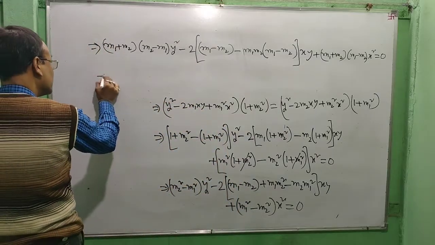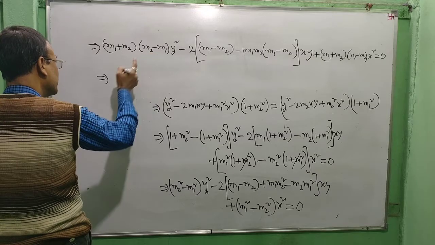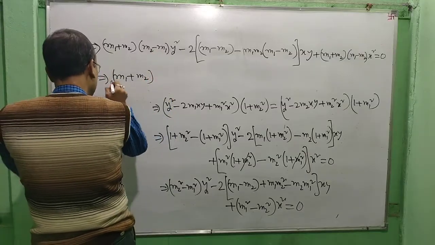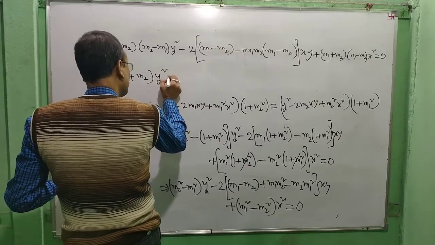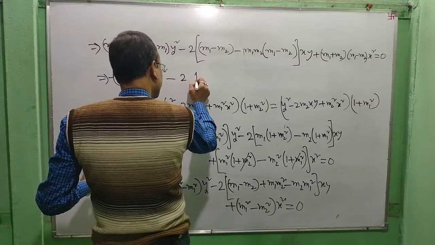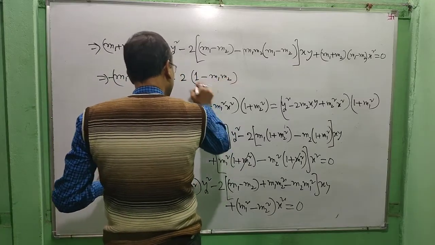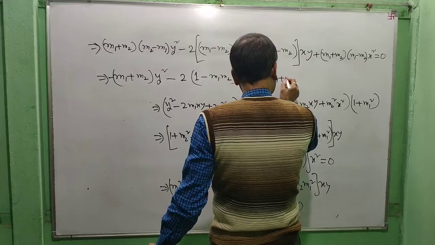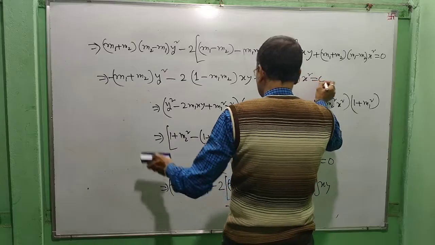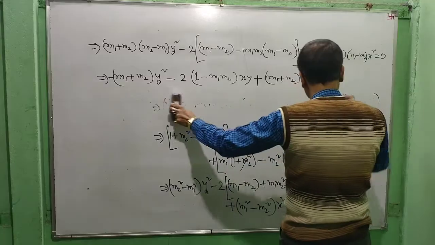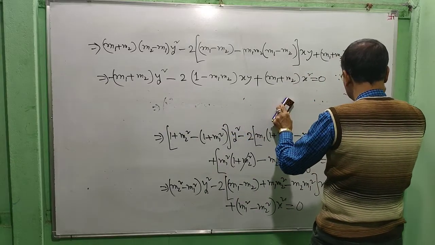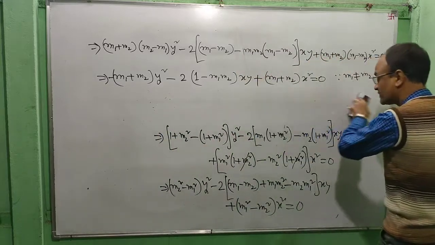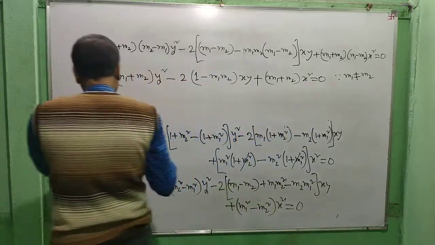Now, since m1 is not equal to m2, divide by m1 minus m2. It will definitely be minus this into y square, minus 2 times of (1 minus m1 m2) into xy, plus (m1 plus m2) into x square, is equal to 0. Since m1 is not equal to m2, if m1 is equal to m2, then the two straight lines will coincide.